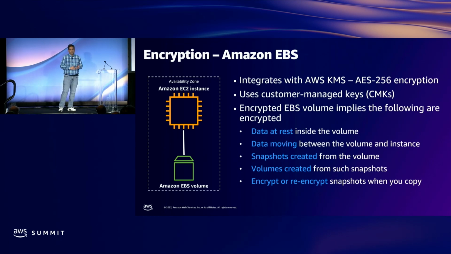When you encrypt an EBS volume, data at rest inside the volume is fully encrypted. Data moving between the volume and instance is encrypted. Snapshots created from an encrypted volume are encrypted. Volumes created from such snapshots are also encrypted. And you can encrypt or re-encrypt snapshots when you copy the snapshot. Right? So once a volume is encrypted, that entire chain of snapshots and volumes starts to get fully encrypted.